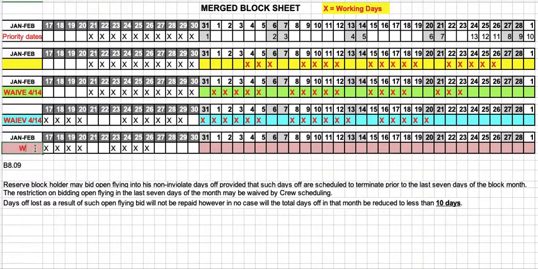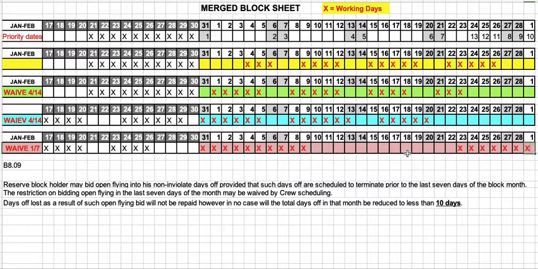In this example, we've got the person with the last 4 days of January off. We're waiving 1 and 7, and now this person can have 13 days off in the middle of the block month. This is only possible. The only time you can have 13 days off altogether is in the middle of the month, if you have some time off at the end of the previous month, and if you waive 1 and 7. So those 3 things have to apply.